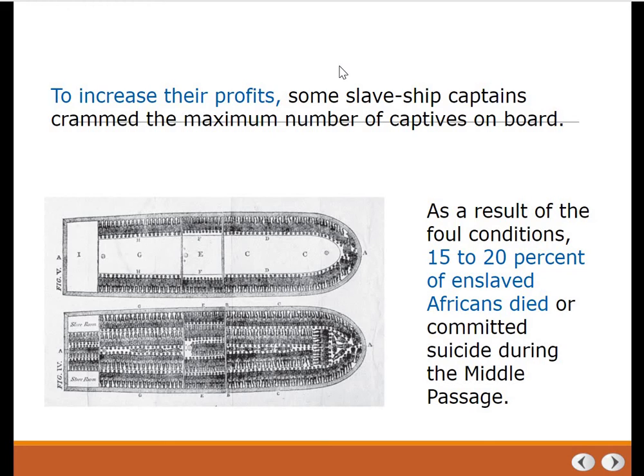So to increase profits, some European slave ship captains crammed as many captives as they could on board. Once again, we'll be reading about the experiences of people on the ships, but knowing that the conditions on these boats were so bad that it led to about 15 to 20% of enslaved Africans dying on the way there or committing suicide.